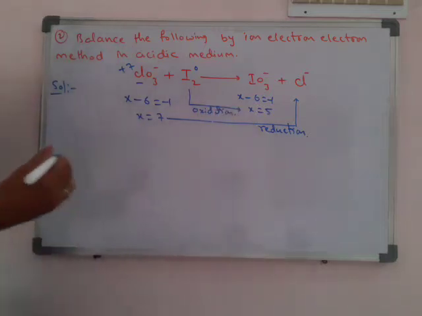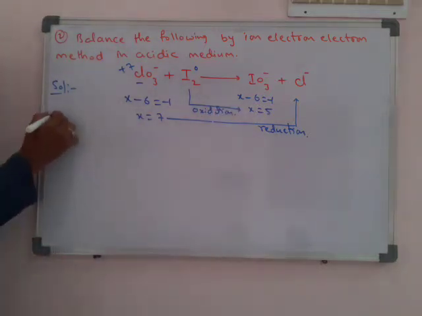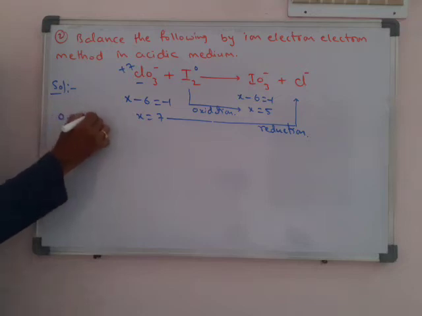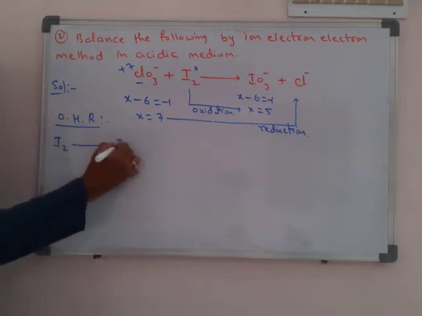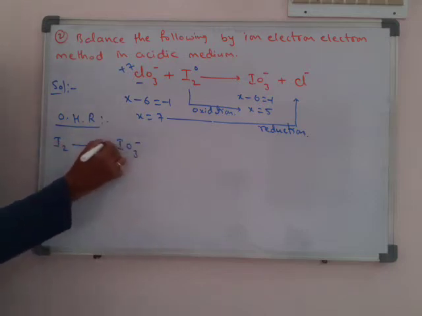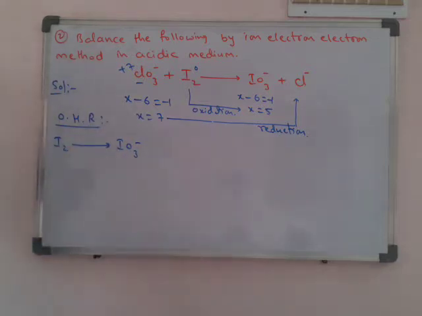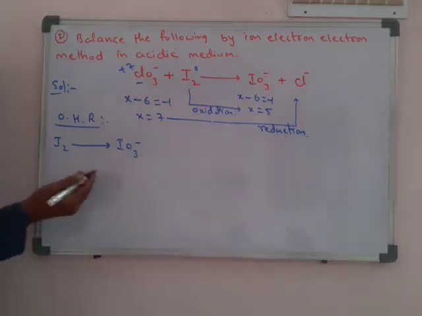The reaction is divided into two parts: first oxidation, then reduction. So first write the oxidation half reaction. I2 becomes IO3 minus. Write the total reaction. Now balance it. What is the first step? Balance the reaction other than hydrogen and oxygen.